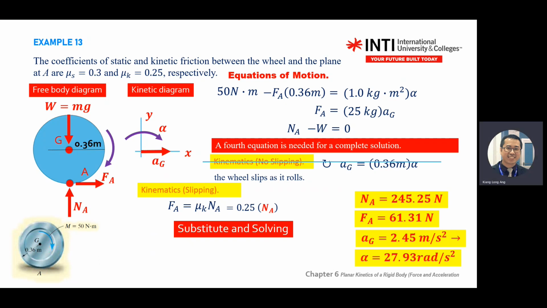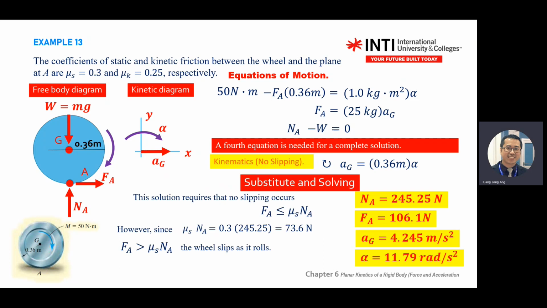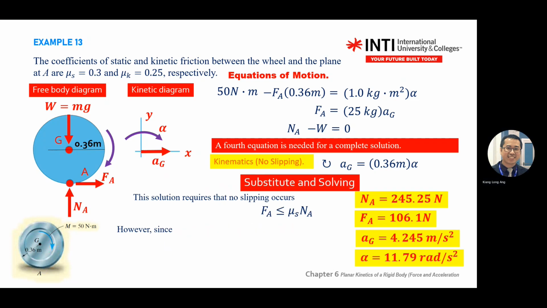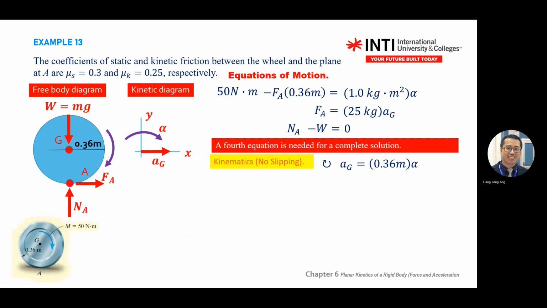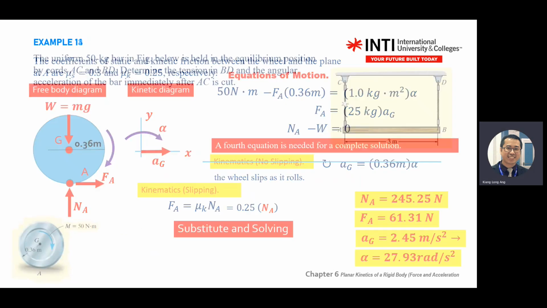Okay, so it's a bit tricky if you have two friction coefficients there. You need to calculate the condition whether it slips or does not slip. In this case, you need to calculate the force of this one, FA. What is the value if you use the mu S or mu K? Okay. This one you need to review again and again.